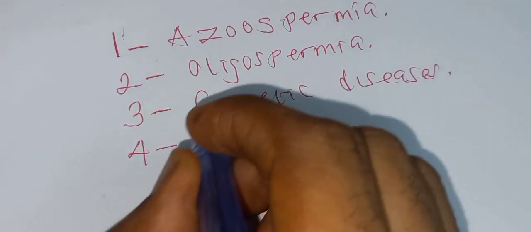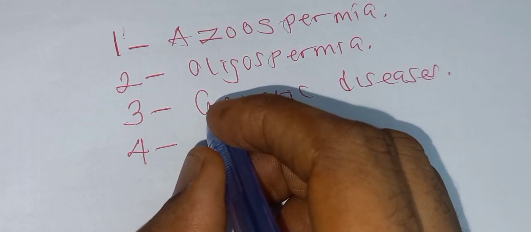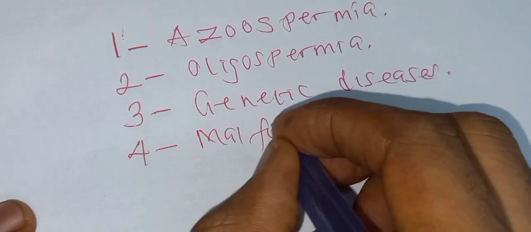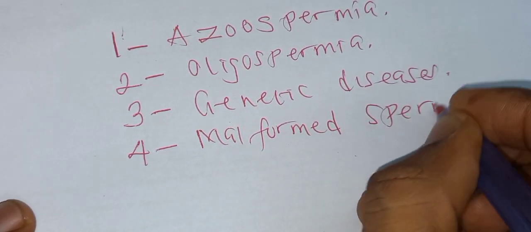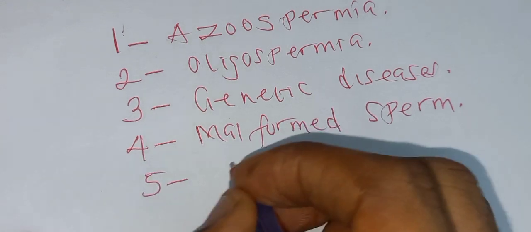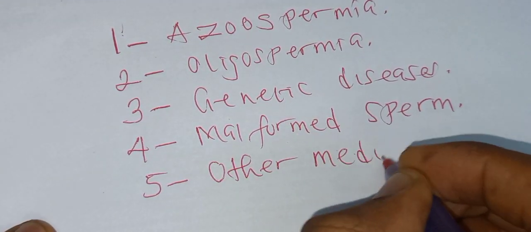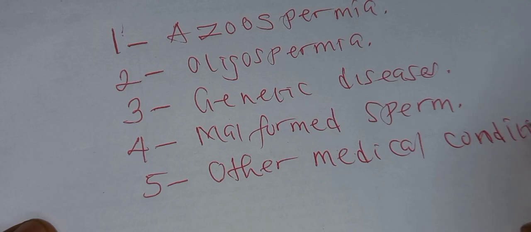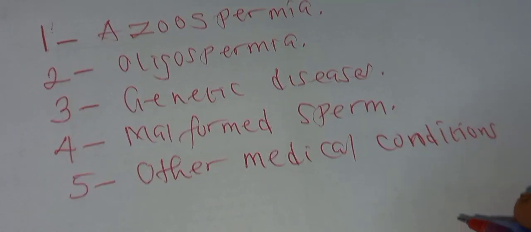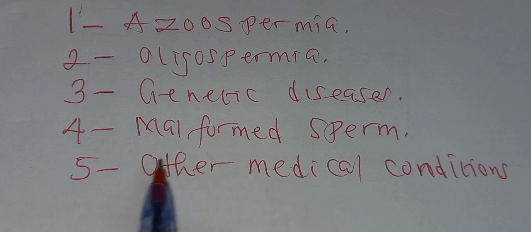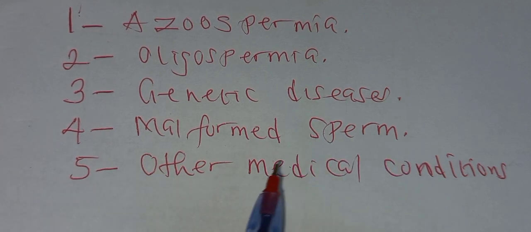Number four, causes of infertility. The number four is what? Malformed sperm. So number five, other medical conditions. Other medical conditions can cause infertility in males only. So for example, these medical conditions may include diabetes, either type 2 or type 1, and some autoimmune disorders.